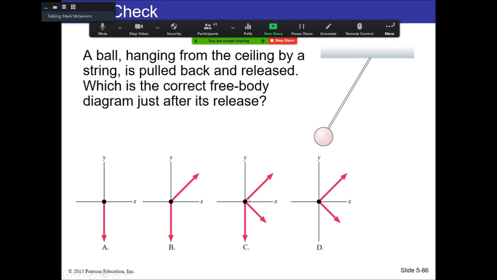So this third force that's down and to the right here, that's actually the net force, but you don't include that in a free body diagram. Everything you include in a free body diagram is a single force with an agent. There's no agent for this force, so the answer is B. Gravity down, tension up at an angle there.